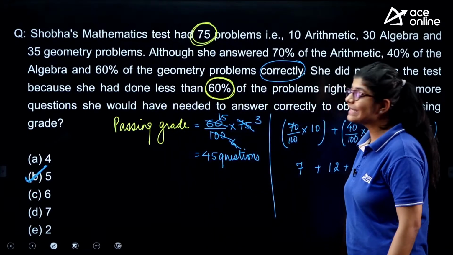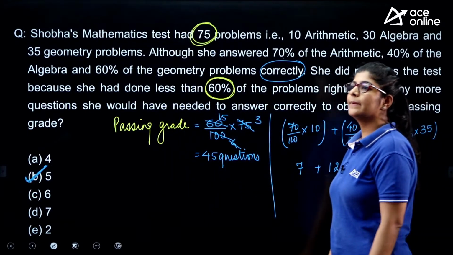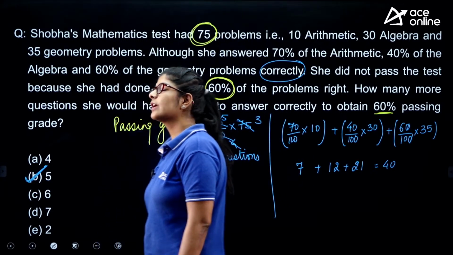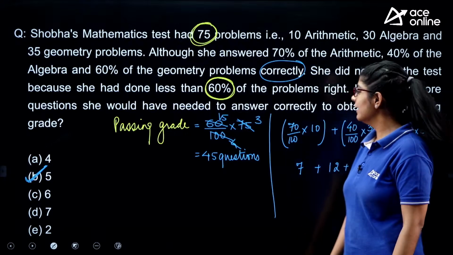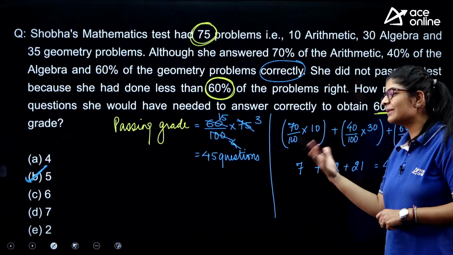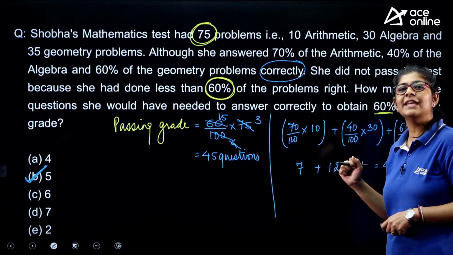Option B is the correct one. Very good. All of you got the correct answer. All we need to do is simply play with the numbers to get the answers.